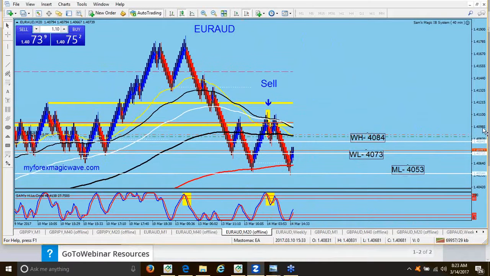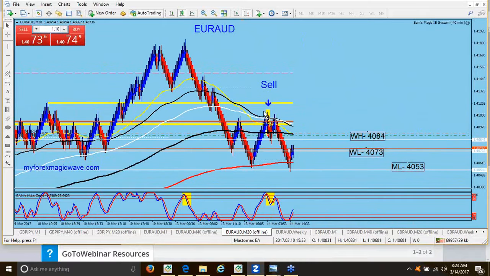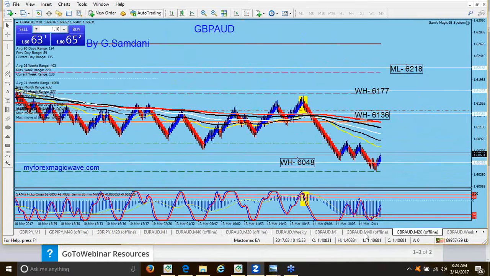Okay. Now this is the entry I told you that I'm going to make, and I did the entry, and I'm showing you after a few hours what has happened. And the second entry was Pound Aussie. Remember, Pound Aussie. Let me show you. This is the trade, and let me see.